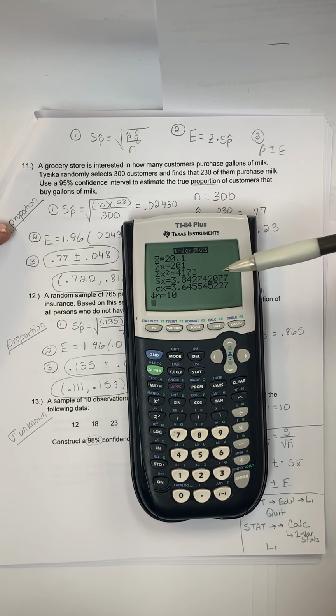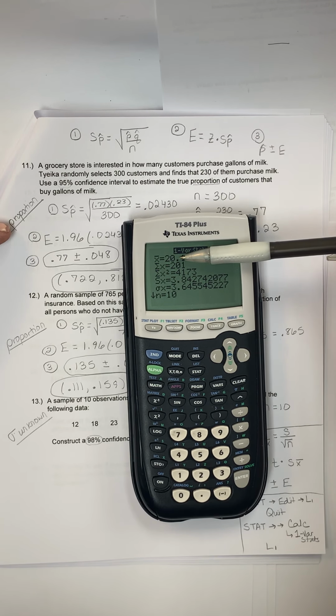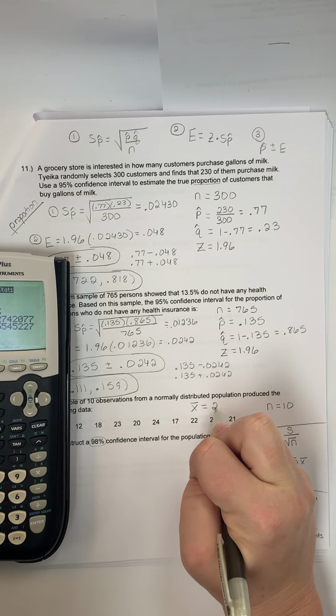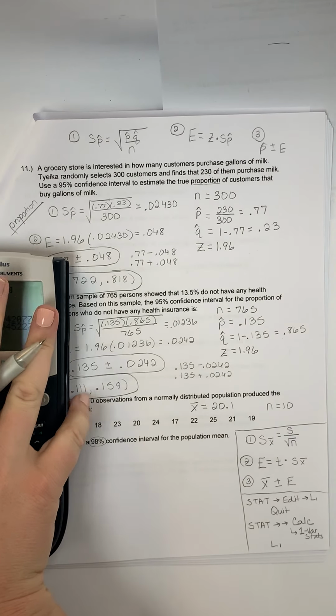You get 2 numbers off here. Here's your X bar. We needed that. Let's write that down, okay? I'm going to put it up here out of the way. X bar is 20.1. Perfect.